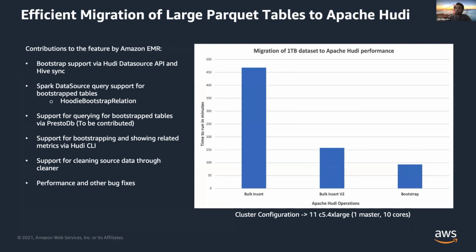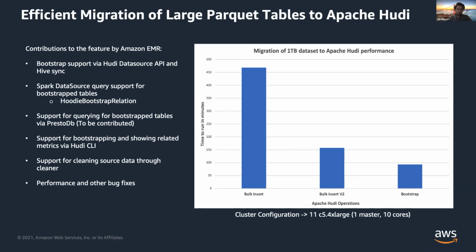So yeah, we worked on this feature in collaboration with Uber. Our contributions were more on the data source side of things and the query engine side of things to make sure the query engines can query a bootstrap table correctly. One of the main works we did was around implementing a new Spark relation in the Hoodie Spark data source. Now this relation can basically use Spark's native Parquet readers itself to read the source file and the metadata file and give you the results.